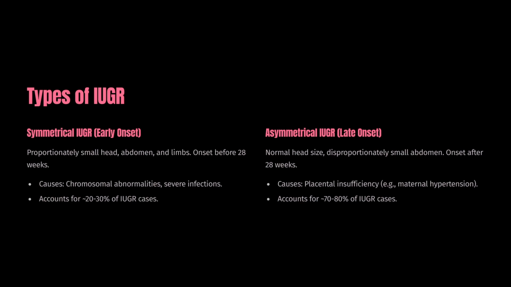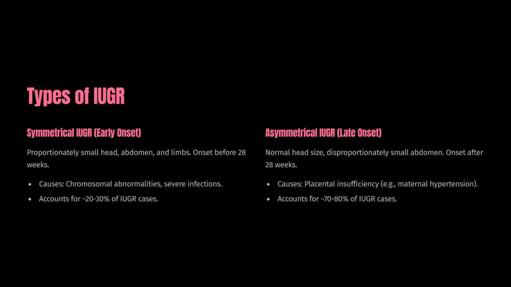Now I will explain the types of IUGR. The types of IUGR are mainly categorized into two, that is symmetrical IUGR and asymmetrical IUGR. First we will see symmetrical IUGR. In symmetrical IUGR, the fetus will have a proportionately small head, abdomen and limbs. This condition will occur before 28 weeks. The main causes are chromosomal abnormalities and severe infection. This condition accounts for 20 to 30% of IUGR cases.